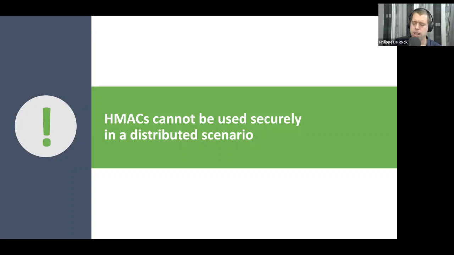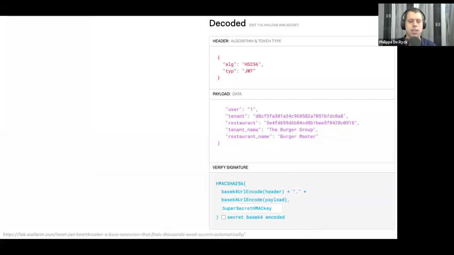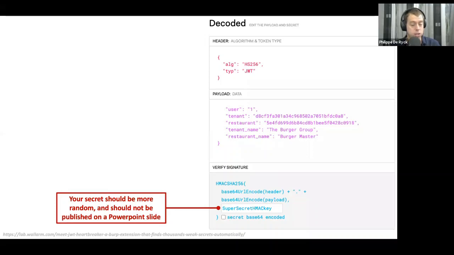That's one problem with HMACs, but actually the rabbit hole goes a bit deeper. Here's the example from before, and I told you that my HMAC secret is super secret HMAC key, as you can see right here. Your secret should, first of all, not be based on dictionary words. That's not the best way of doing that. And second of all, you shouldn't really publish that on PowerPoint slides, not even in talks like this. I trust you're all fine people, but still, I should not be giving you my HMAC secret.